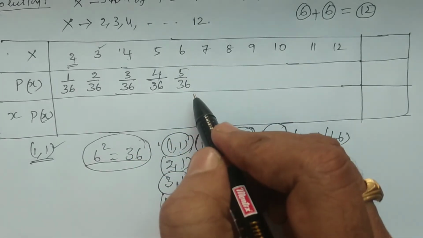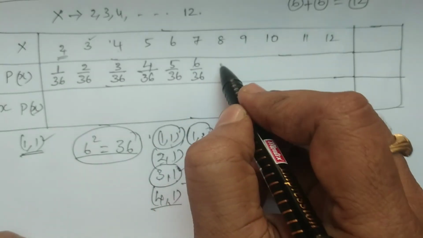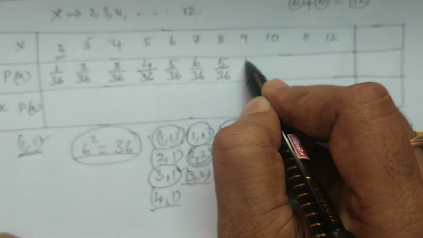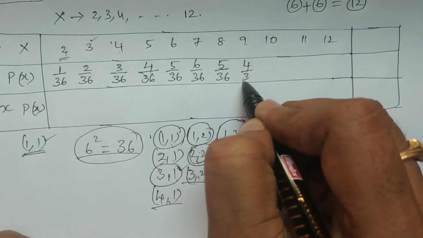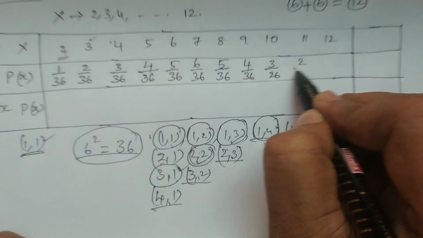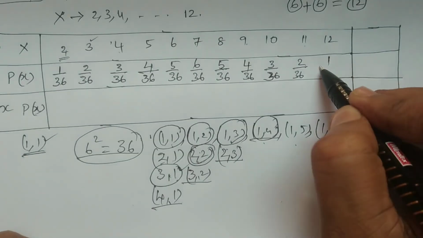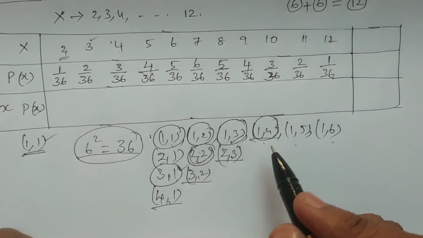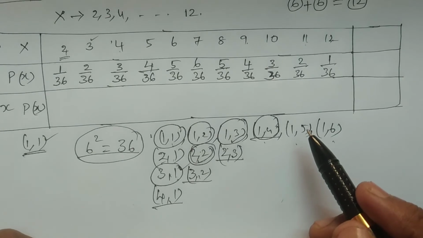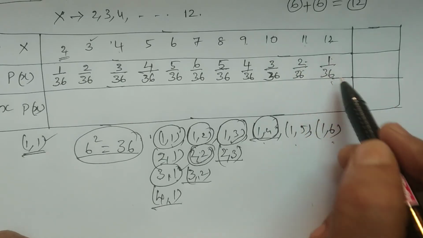If it is for 7, it is 6 by 36. For 8, it reduces again, to 5 by 36. For 9, it is 4 by 36. For 10, it is 3 by 36. For 11, it is 2 by 36. It is 36, not 26. For 12, it is 1 by 36: the combination 6 and 6. For 11, the combinations are 5 and 6, and 6 and 5. So 2 possibilities, 2 by 36, 1 by 36, like that.